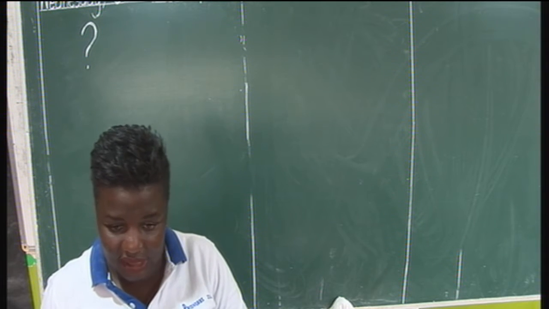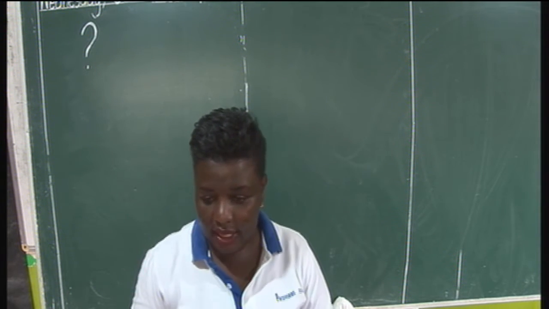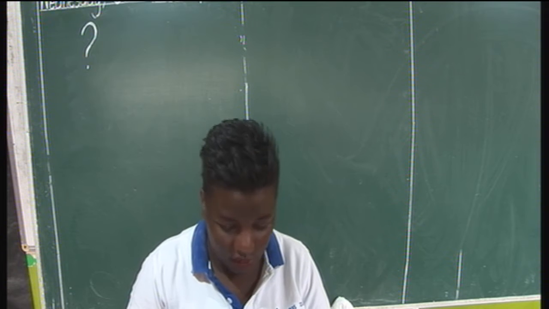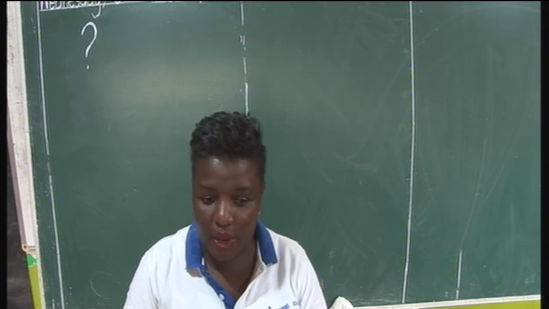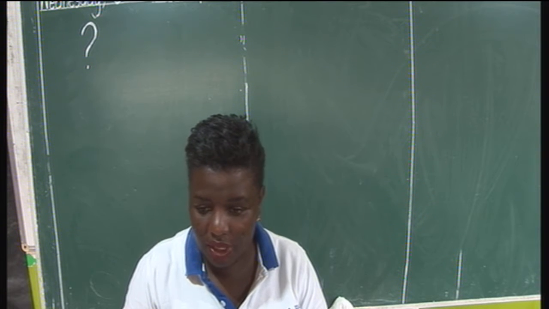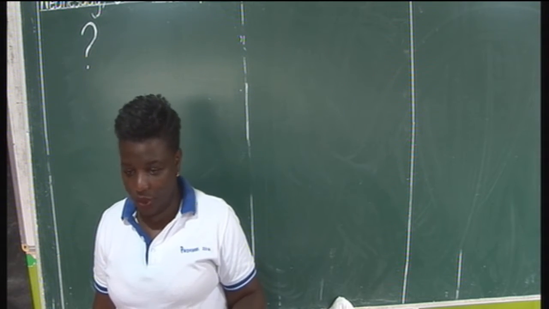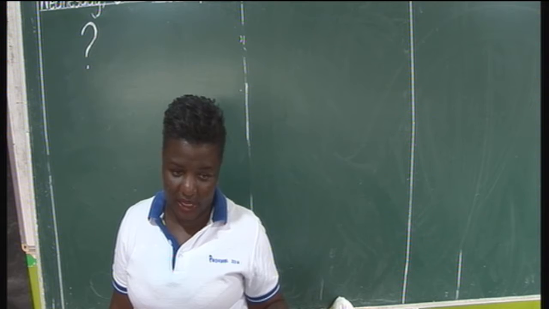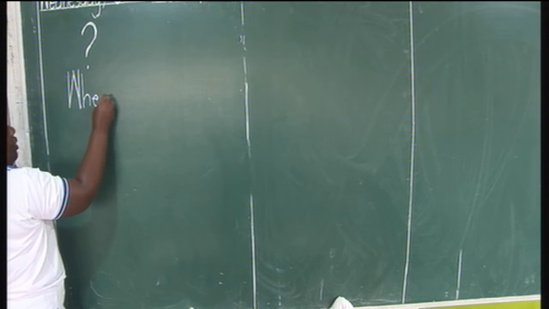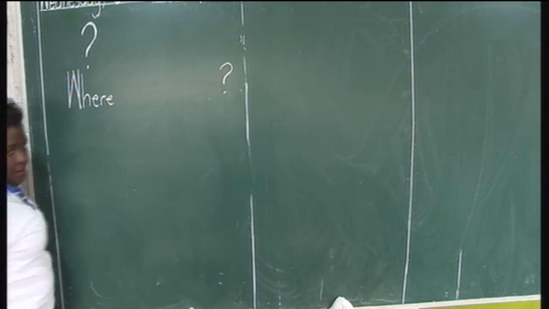Now we have examples of words used in asking questions. There are so many words you use when asking questions. We have words like where. When writing where, since you're asking a question, you begin it with a capital letter and you end that sentence with a question mark. Where is my bag? You write a capital W, and you have to end it with a question mark.